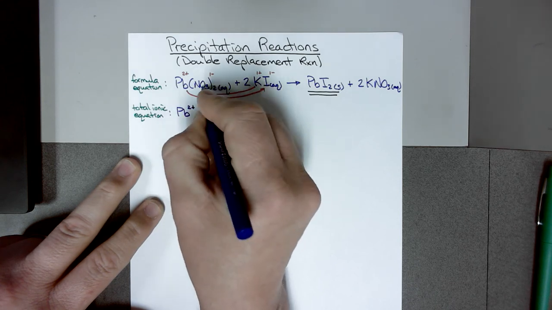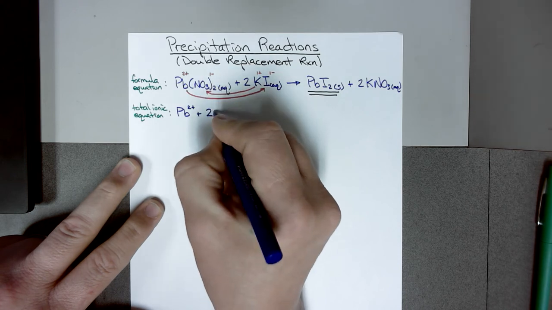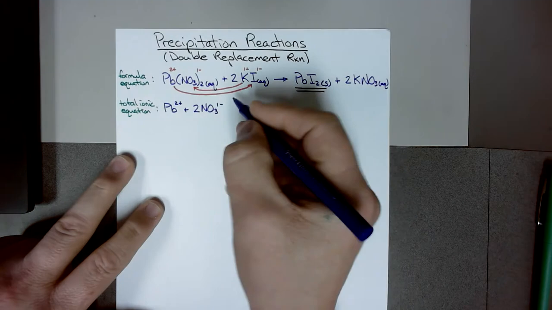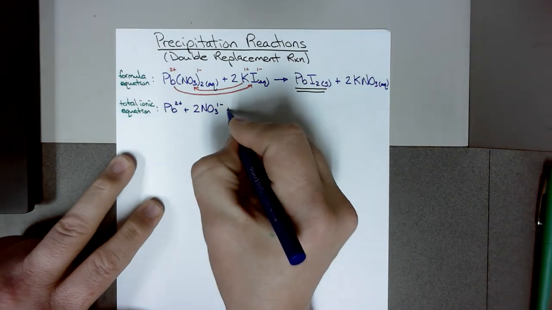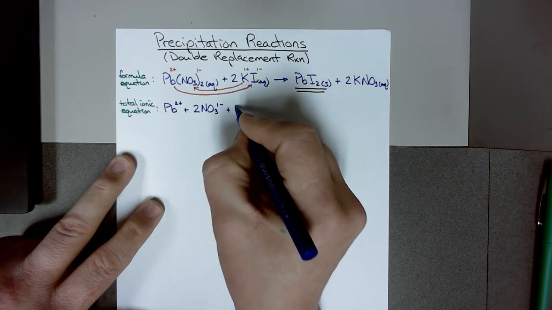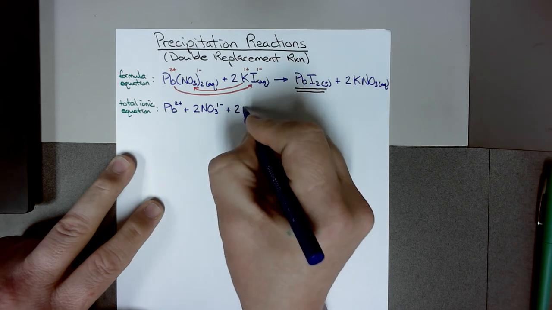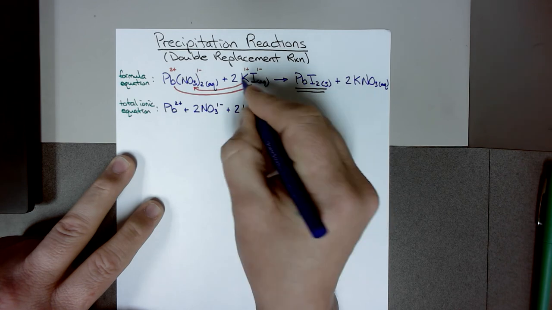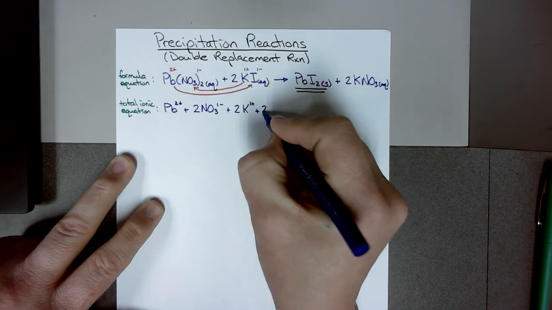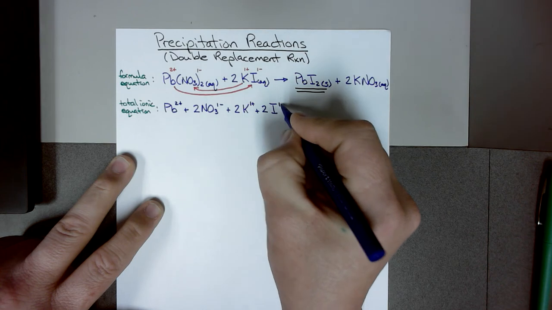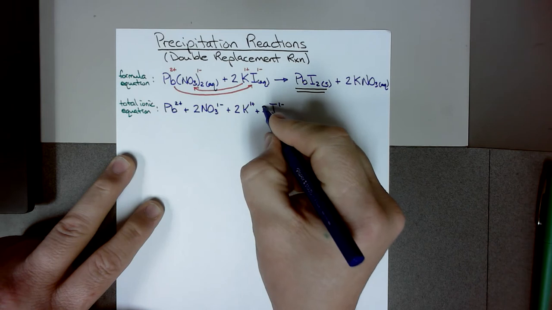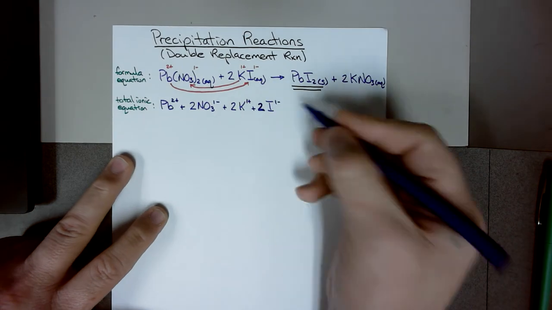plus there's 2 nitrates. That subscript means there's 2 nitrates, so we have 2 moles of NO3 1 minus ions in solution, and then we are going to have 2 times the potassium, so that's 2 moles of potassium 1 plus ions, and then 2 times iodide, that's 2 moles of I 1 minus ions. And these are coefficients saying that I have 2 of those ions.